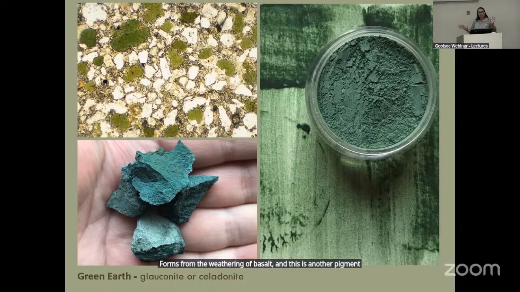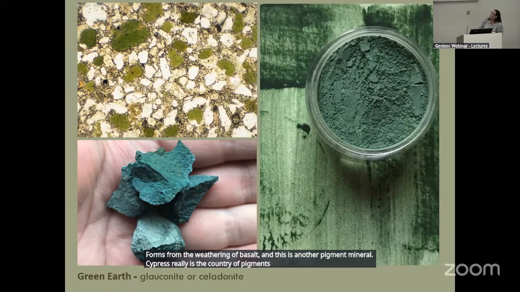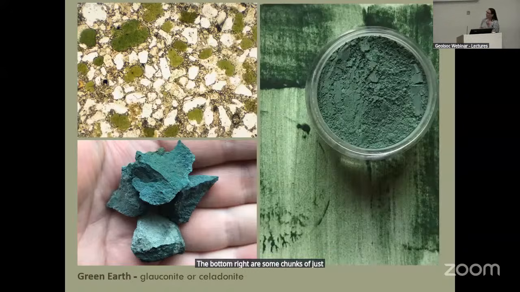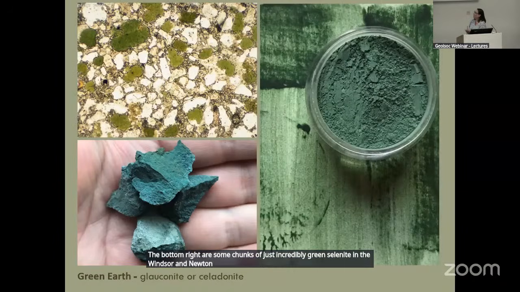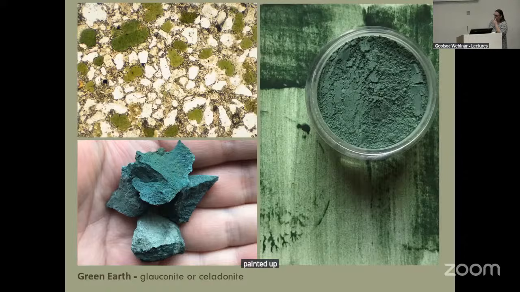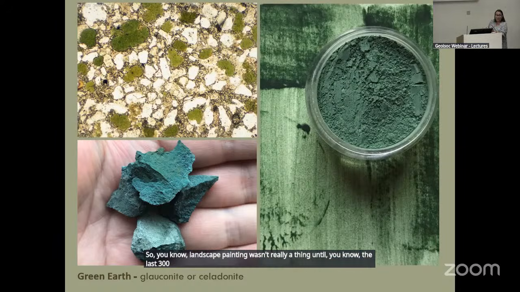Cyprus really is the country of pigments, actually, and this was sourced in Cyprus. What I've got in my hand there, bottom right, are some chunks of incredibly green celadonite in the Winsor & Newton Paint Company's archive collection. And again, this is what it looks like when ground and painted up. Really beautiful colour. Landscape painting wasn't really a thing until the last 300 years or so, and you can see why, because you didn't have any greens to paint with.